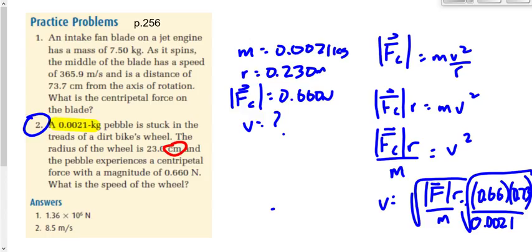Okay, the zeros in front don't count. This is 3. This is 3. Final answer should be 2 digits. So it's 8.5 meters per second. We're good at that?